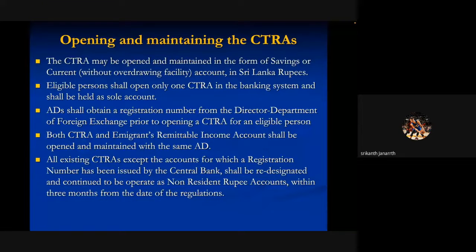If there is no requirement, let's say you are migrating to the UK, there is no requirement. So you only open a CTRA. There is no IRIA requirement. You can send everything, your income, your assets, everything, through the CTRA because there is no requirement. So the IRIA only comes in when there are such requests from another country.